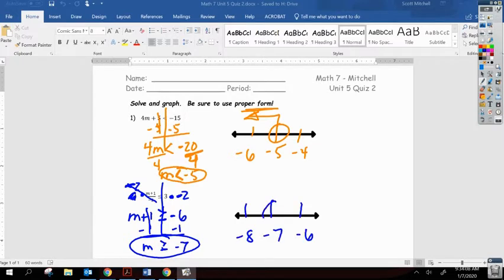Remember, the negatives are backwards. Close circle this time because line underneath. M is on the big side. The bigger numbers are always to the right, even in the negatives. If you go to the right, that's where the bigger numbers are.